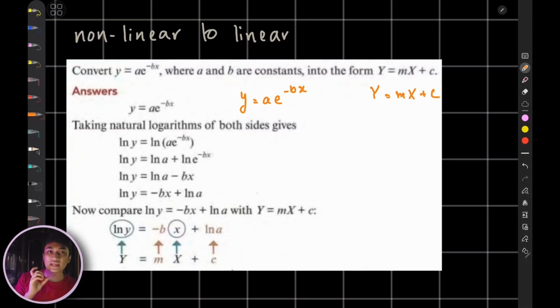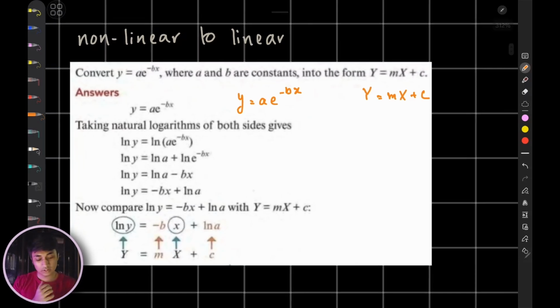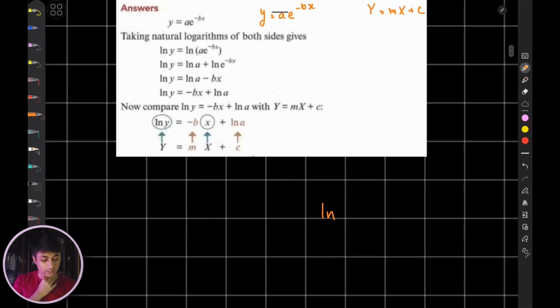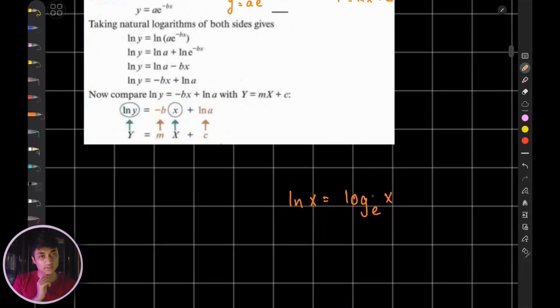Notice one thing. Whenever working with e or exponential functions, you're going to use the ln function instantly. Ln function. Now, what is ln, by the way? Just to clarify, if you don't already know, ln is nothing but log base e, right? So if you have ln of x, it basically means log base e of x, right?